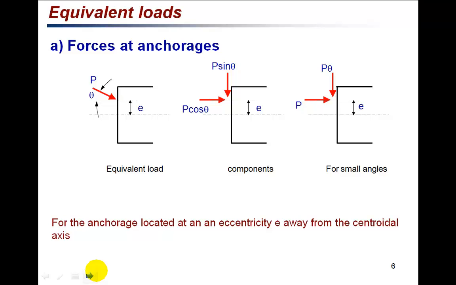Similarly, for the pre-stressing tendon, which has an eccentricity of e, we can still resolve the forces into vertical and horizontal directions. There is a horizontal force P acting at the point, and a vertical force P theta acting at the point, and these forces are acting at the eccentricity of e.